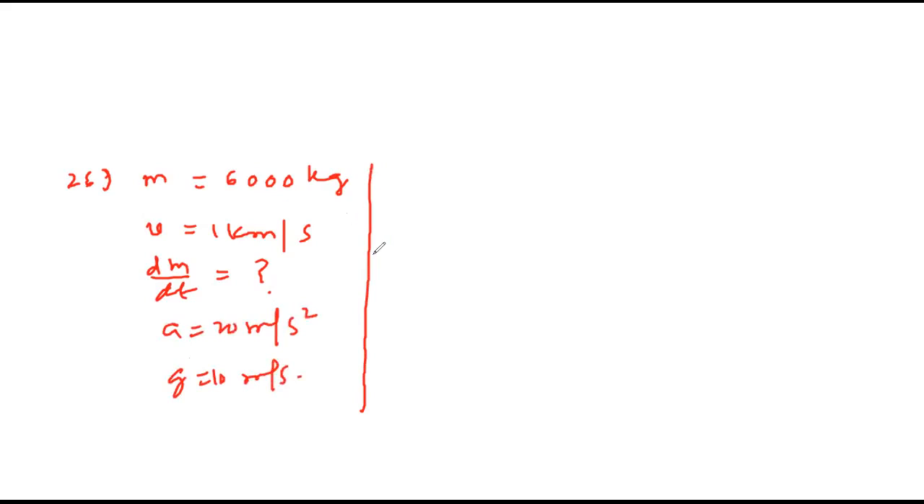See, a rocket of mass 6000 is fired with this much speed. What will be the rate so that it moves with acceleration of 20? What is the formula for force? Rate of change of momentum, correct? Which is nothing but d by dt of m into v, right?